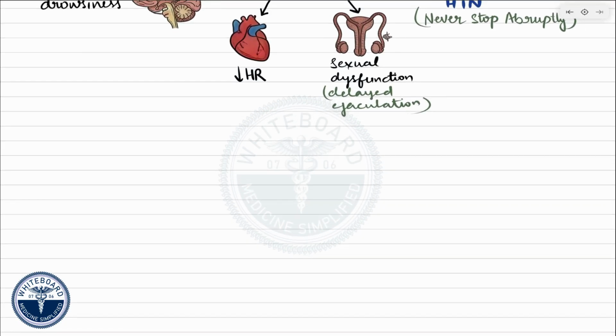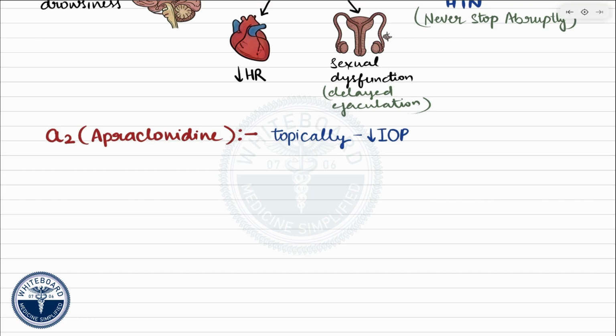The next alpha-2 agonist is apraclonidine. Although it belongs to the same class as clonidine, its clinical use is quite different. Instead of treating hypertension, apraclonidine is used topically as an eye drop to reduce intraocular pressure, particularly in patients with glaucoma. To understand how it works, let's first recall the physiology of aqueous humor.